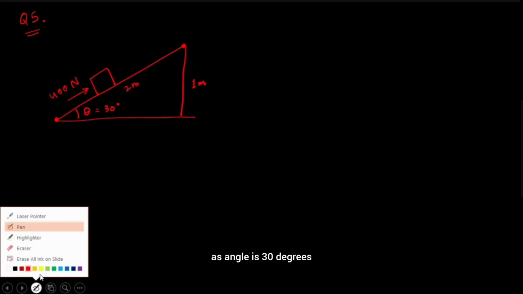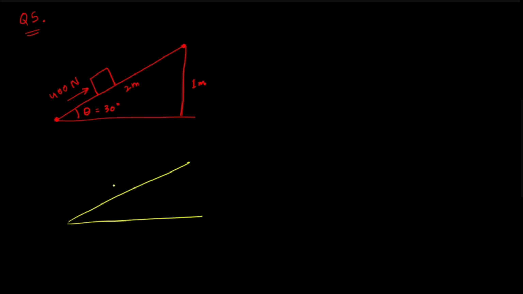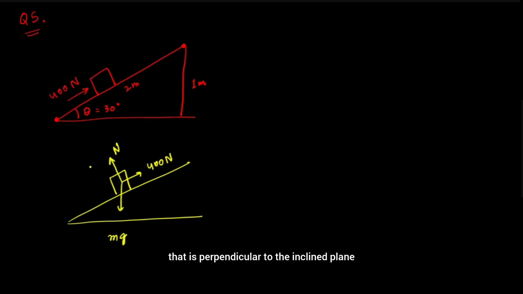As angle is 30 degrees, now let us try to draw the FBD in order to understand how many forces are acting here and what force is actually responsible for this particular motion to execute. Like for example, the crate is moving upward, so the force in the upward direction is 400 newtons, whereas the force in the downward direction is going to be mg. We can mark it as mg only. So apart from this, there is a normal force acting in this direction, that is perpendicular to the inclined plane. Angle of inclination is 30 degrees.